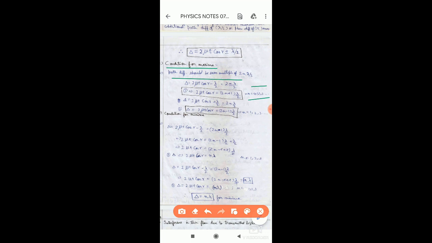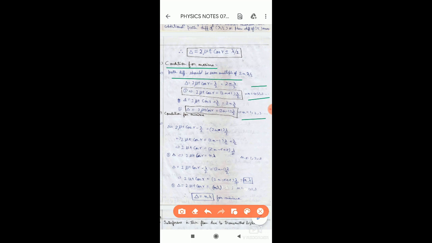Now you can take path difference 2 mu t cos r plus lambda by 2 equal to 2n lambda by 2. By taking plus you get the result for the effective path difference, the condition for maxima: 2 mu t cos r equal to (2n minus 1) lambda by 2. In this case n starts from 1, 2, 3.